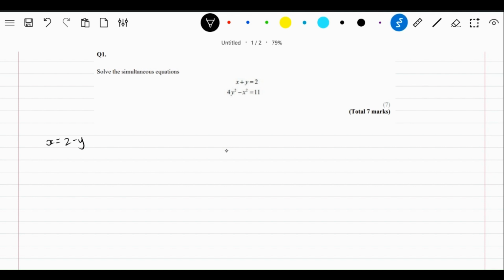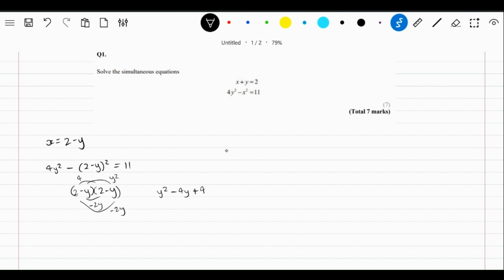So we write out the 4y squared, and then remember this minus, and then we have in brackets, we've got 2 minus y squared, and that is going to equal 11. So what we want to do here is we want to expand this bit out. So if we do 2 minus y and then 2 minus y, that's going to give us 4 there. That's going to give us y squared there, minus 2y, minus 2y. And if we add that together, that equals y squared minus 4y plus 4.